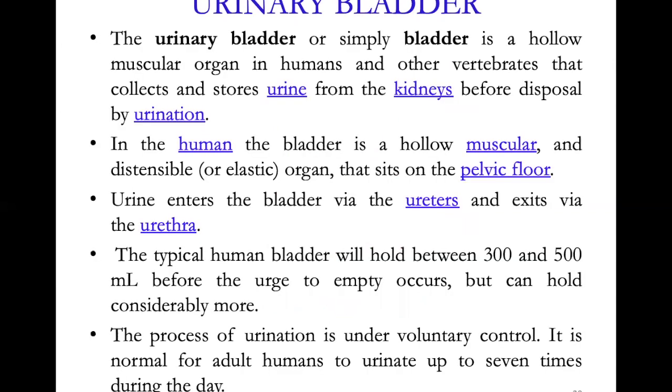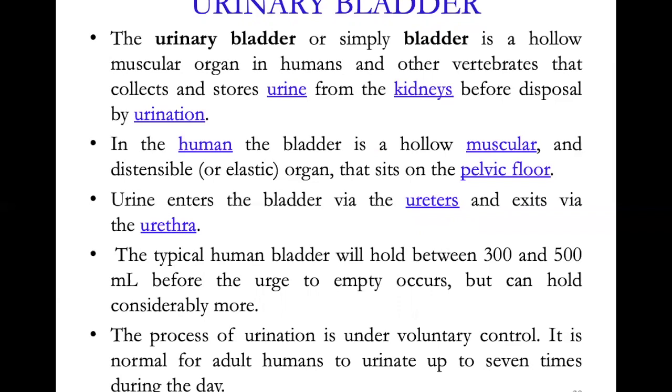So the urinary bladder is a muscular organ. It collects and stores urine from the kidney. In humans, the bladder is hollow, muscular and elastic. Urine enters the bladder via the ureters and it exits via the urethra. On average, the bladder can hold 300 to 500 milliliters of urine.